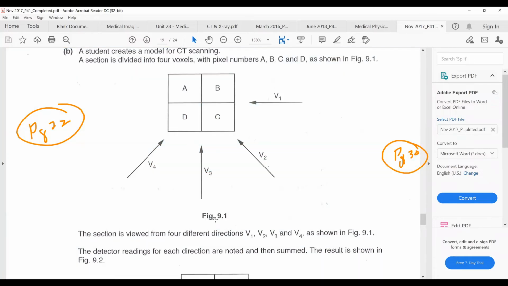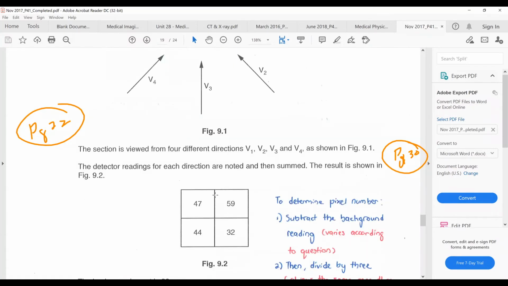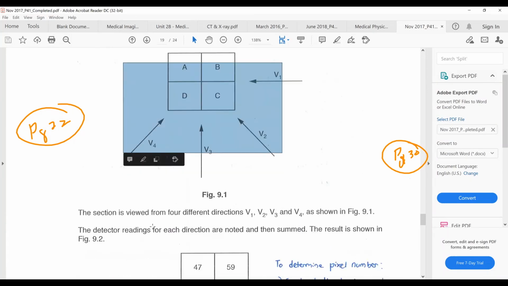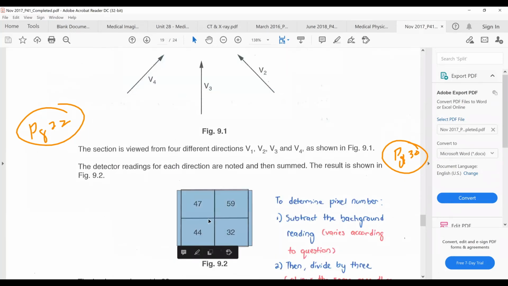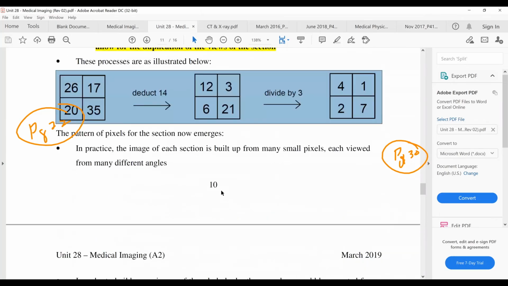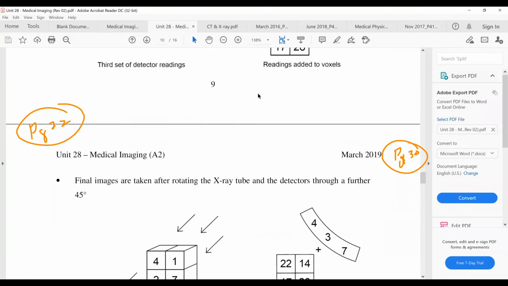Now the detected readings in each direction are noted and then summed. The result is given here. Okay, so what they've done is that they scan in 4 different directions, they add up the values inside the voxels, and this is the final reading. The process that they use is exactly the same as this process here that I just described to you.